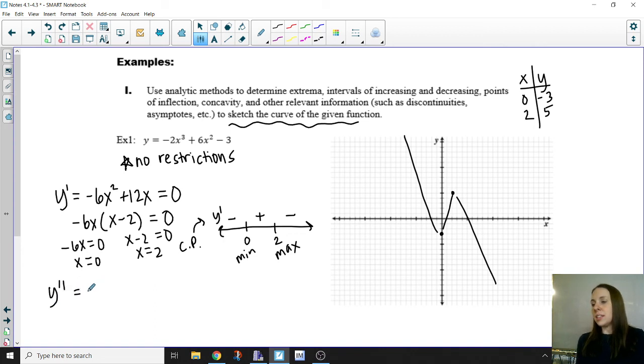So let's take a second derivative, which would be 12x plus 12. Set that equal to 0 and solve to get possible points of inflection. Or if there were restrictions on the second derivative, those would also be possible points of inflection. We don't have any restrictions here, so when we solve this, we get x equals 1. And so that's our only possible point of inflection.